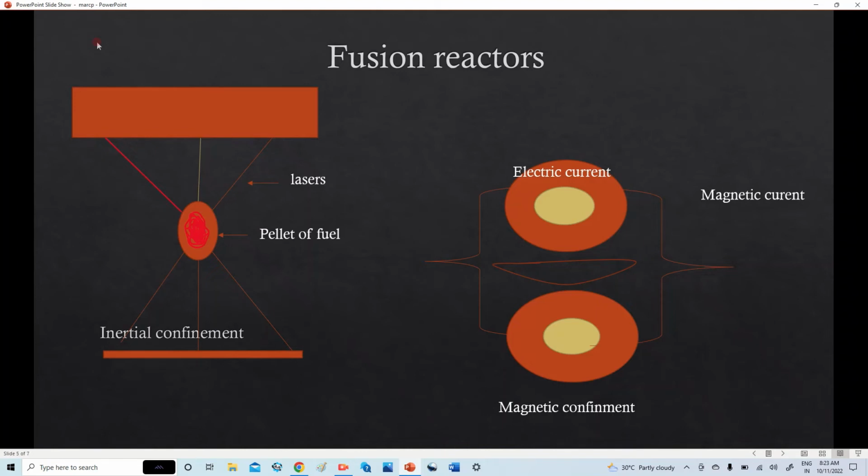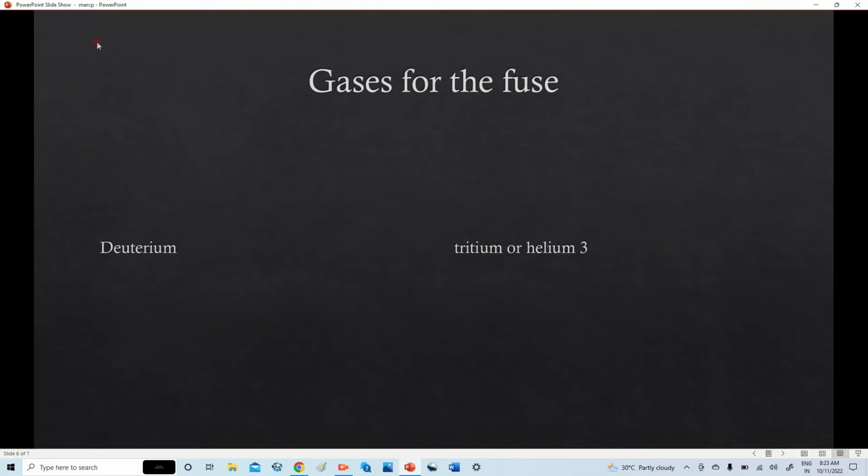Now, how can we make the fuel? What are the gases required for the fusion? Now, we do need hydrogen, but not any plain old hydrogen. We need a specific hydrogen called deuterium. Luckily, deuterium is everywhere. It can be found in seawater very easily.